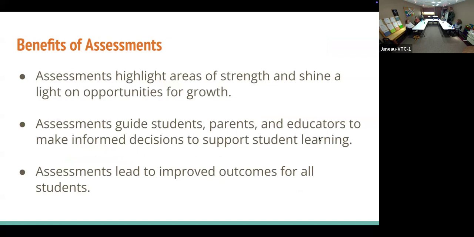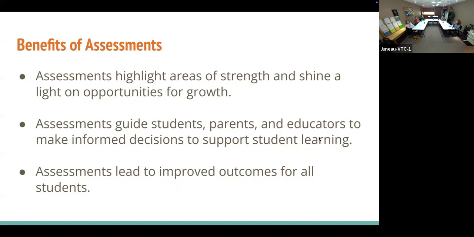For assessments, highlight areas of strength. It's not showing you what you don't know. This is what you know and what you can do. And I like shining a light on opportunities for growth. So it's not what you don't know, it's what you don't know yet. What you still get to learn.